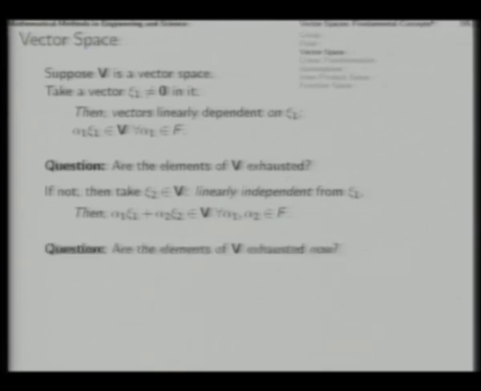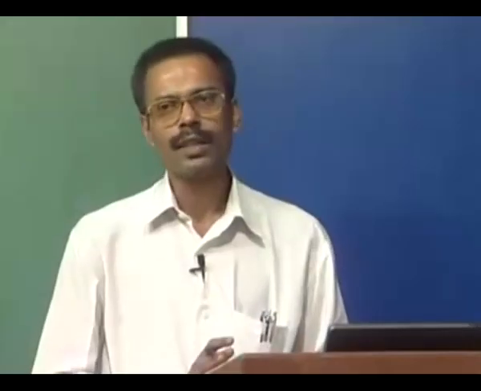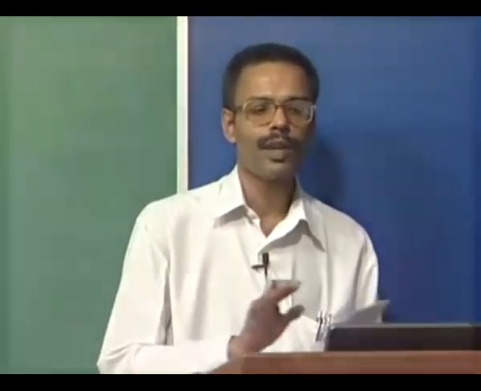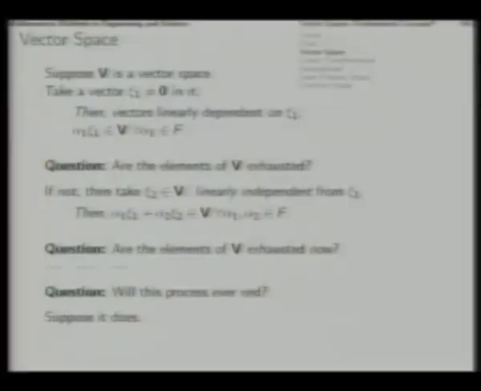Right? And like this we keep on asking. Now before asking again and again the same question, let us ask the ultimate question. Will this process ever end? It may not. On the other hand, it may. Suppose it does. Suppose this process of asking and picking up another ends. If this process ends, then we have got what is called a finite dimensional vector space.